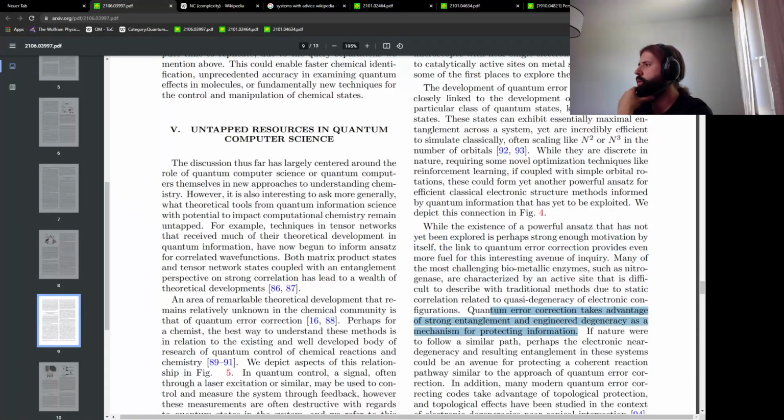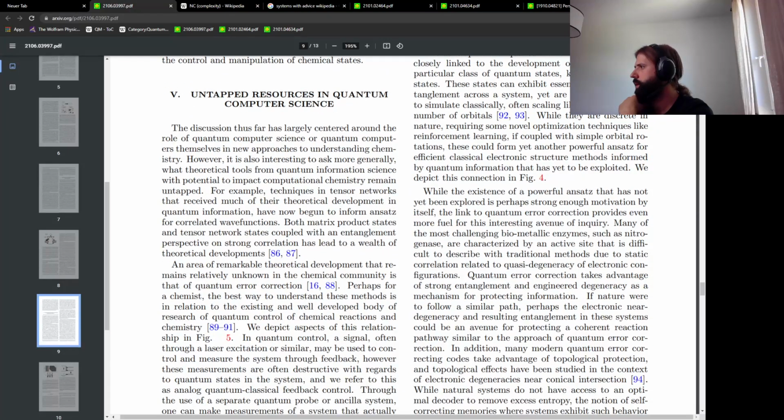Okay, so it's just talking about quantum error correction all the time. And degeneracy as a mechanism for protecting information. Yeah, basically. Exactly. If nature were to follow a similar path, perhaps the electronic near degeneracy and resulting entanglement in these systems could be an avenue for protecting a coherent reaction pathway.